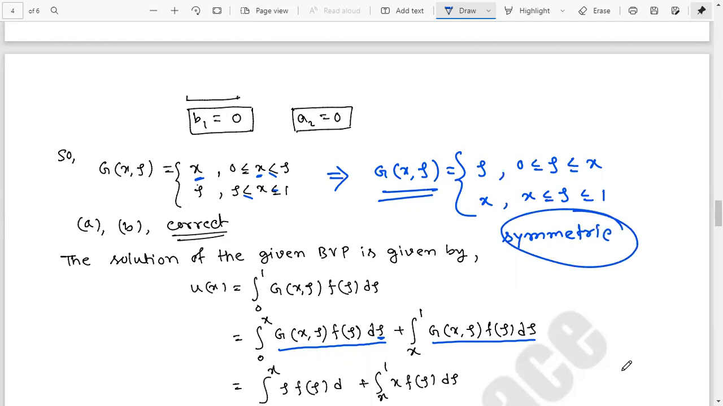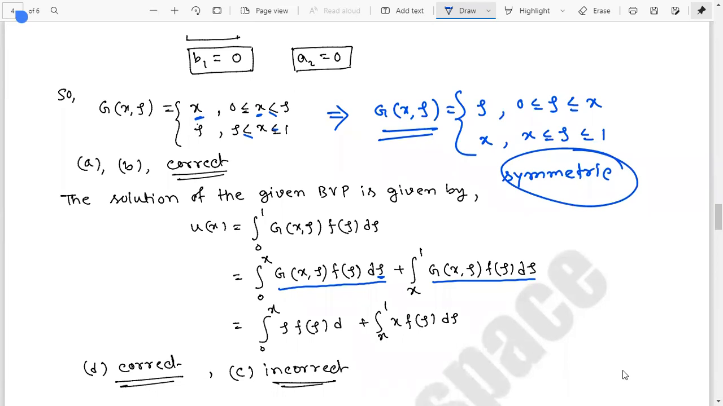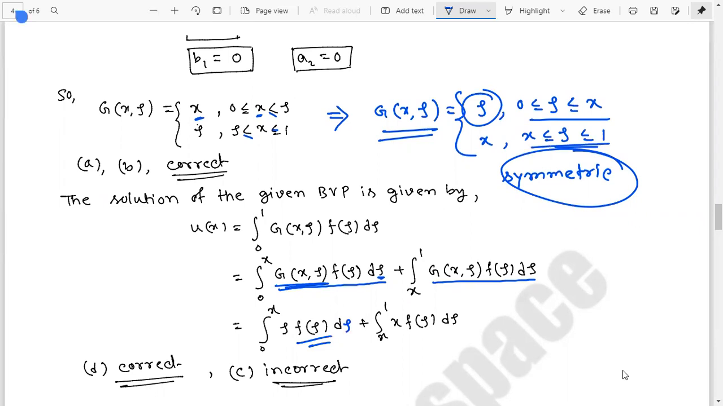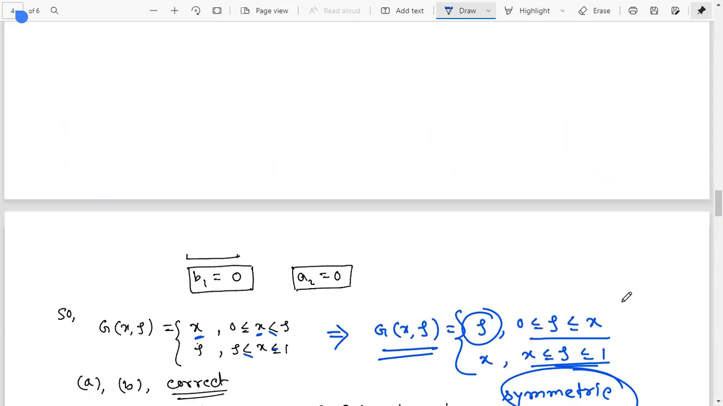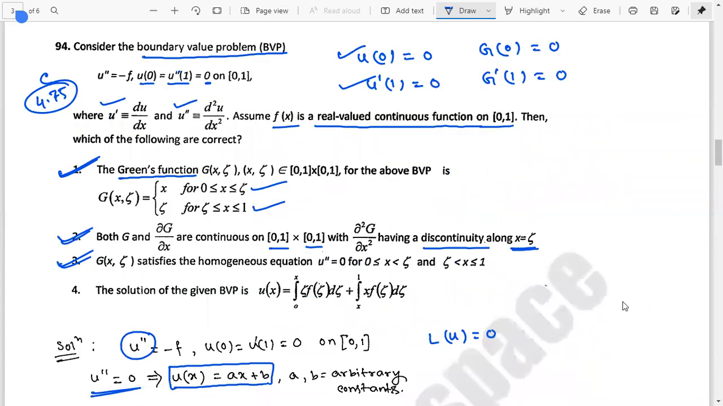Now in 0 to x, G(x, ξ) equals ξ, so ξ f(ξ) dξ. And in x to 1, it equals x, so this will be x f(ξ) dξ in the x to 1 interval. So option D is also correct. Option 4 is also correct. Okay, next problem.